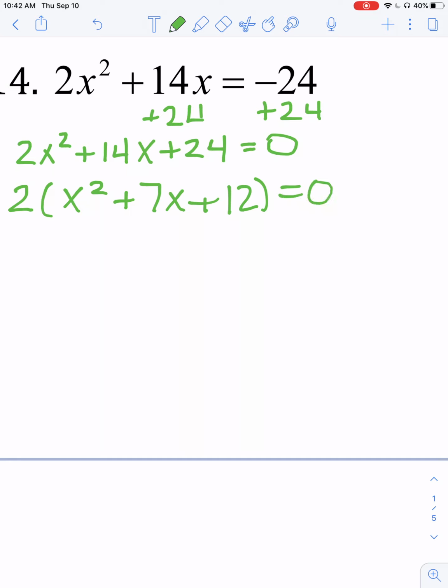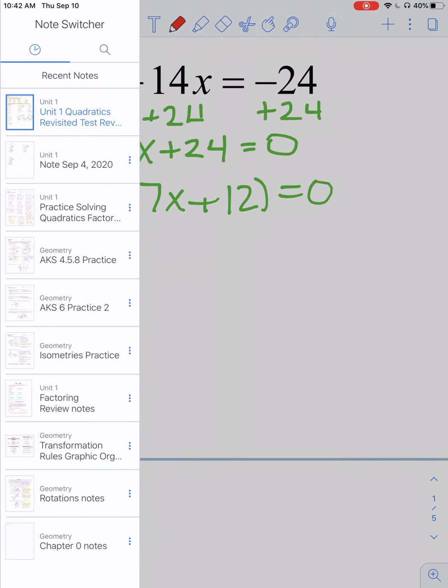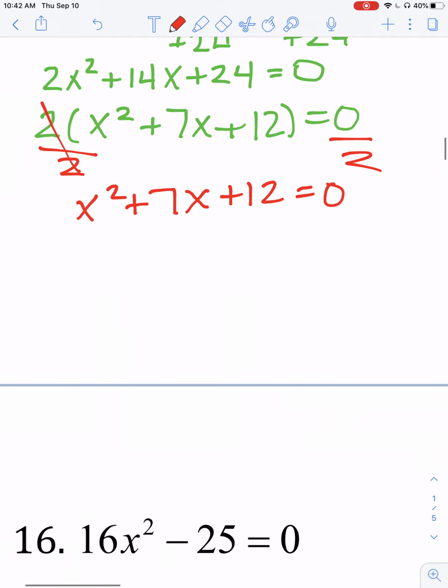Now, when I have that GCF out front and I'm solving, because the GCF is just a number, I could divide it out. So if I divide both sides by 2, 2 divided by 2, those would cancel, and 0 divided by 2 is just 0. So I would get x squared plus 7x plus 12 equals 0.